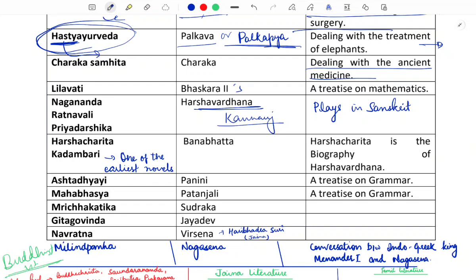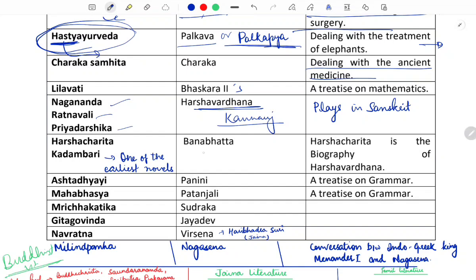And Harshvardhana actually wrote 3 works, and these 3 works were plays, or dramas, and these were Nagananda, Ratnavali and Priyadarshika. So these were plays written by Harshvardhana. Whenever you find this name with these book names, you just match that column.